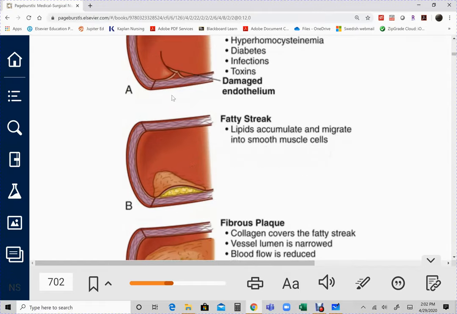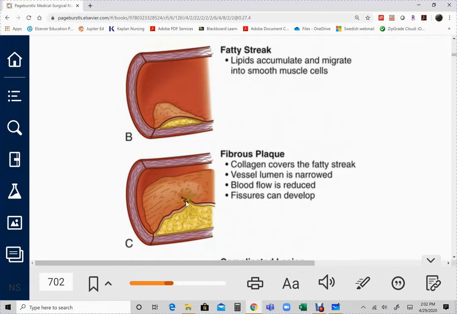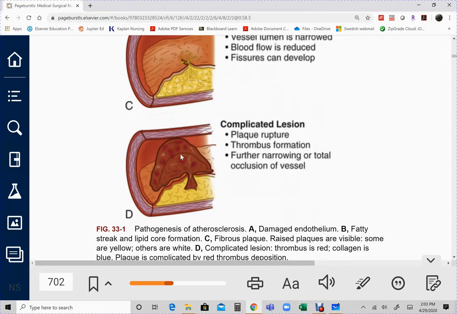So same mechanism here. Now you have a damaged endothelium again. Once the plaque ruptures, this will expose tissue factor, and then another clot will form. So here is your blood clot. Now, at this point, it will just be a matter of time, how much occlusion there will be. So this will now lead to acute coronary syndrome.